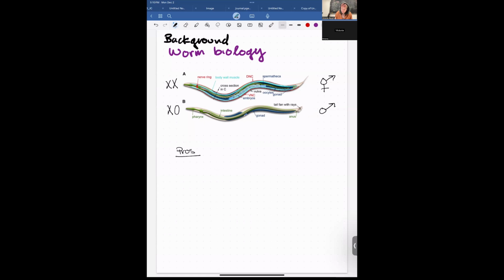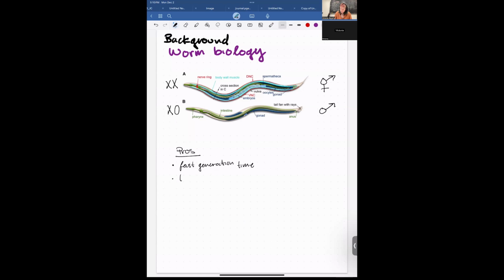So why use worms? Some of the key advantages of using worms as a model organism. The first is that their generation time is quite short. Meaning that if you put an egg on a plate, you can expect at 20 degrees Celsius for that egg to develop to the point where it's laying its own eggs in just 3 days. So we can measure the impact of genetic changes over many generations in a short amount of time.